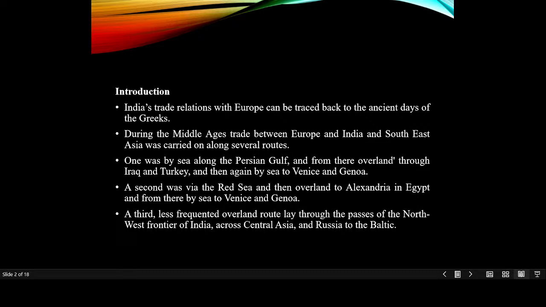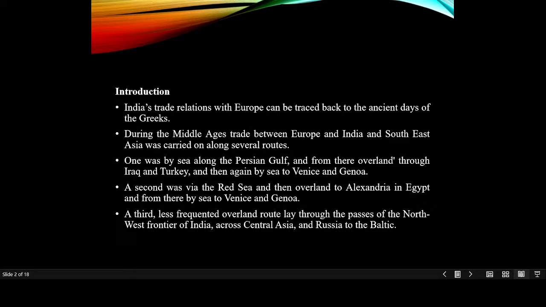And from there by sea to Venice and Genova. It's also like from India they went to the Red Sea, then they crossed to Alexandria, and then again they used the Mediterranean to reach Venice and Genova.